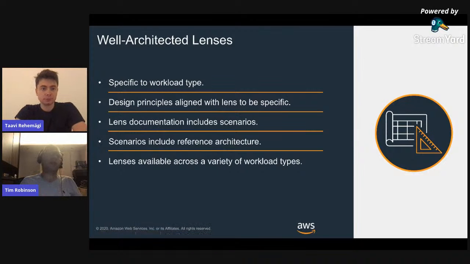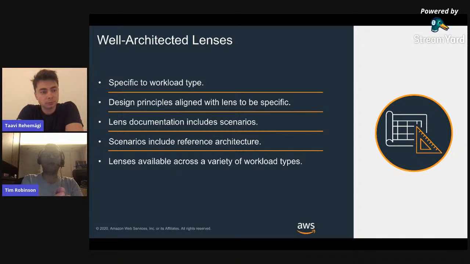So let's talk about lenses. I mentioned them briefly at the start of the session, but we devised lenses to really be specific to a workload type. So we found that running the same review across such a diverse array of workload types did have a positive effect. But what we really wanted to do was to be specific in terms of workload.